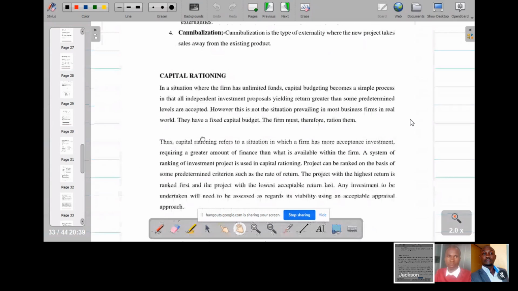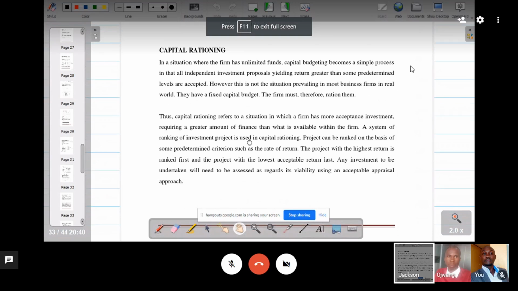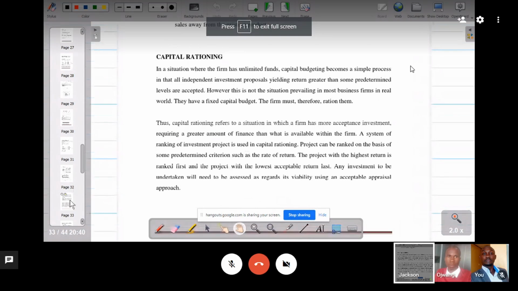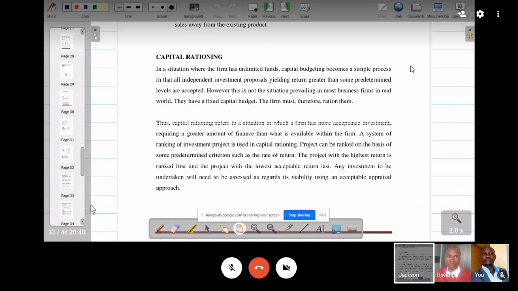Then finally, there is what we call capital rationing. And this capital rationing is a concept which is emanating from scarcity of money.